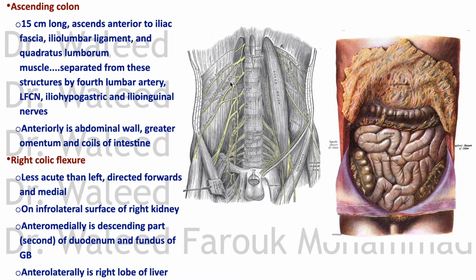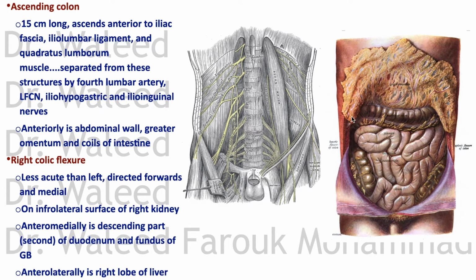So on the right side, you begin with the iliohypogastric, ilioinguinal, and lateral femoral cutaneous as posterior relations to the ascending colon. On the left side, add to this the subcostal nerve and vessels, because the left colic flexure is higher than the right colic flexure. Anteriorly, the descending colon has the abdominal wall, greater omentum, and coils of intestine.